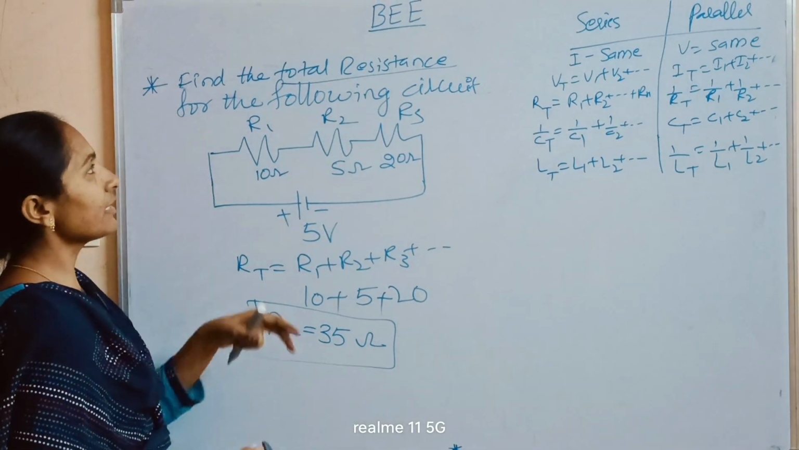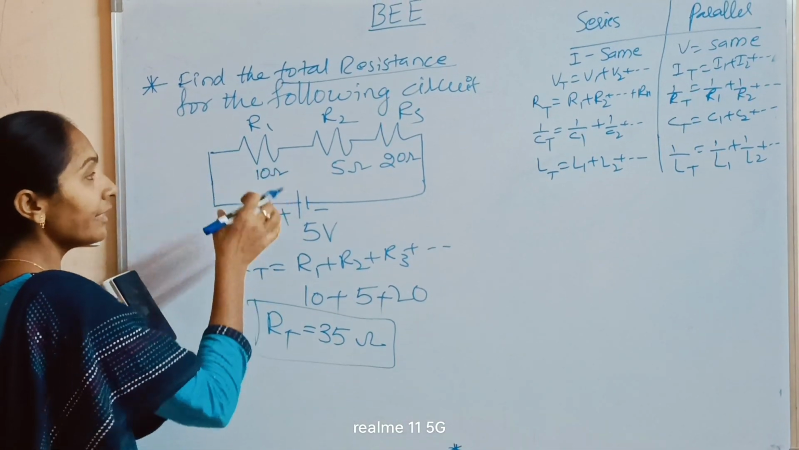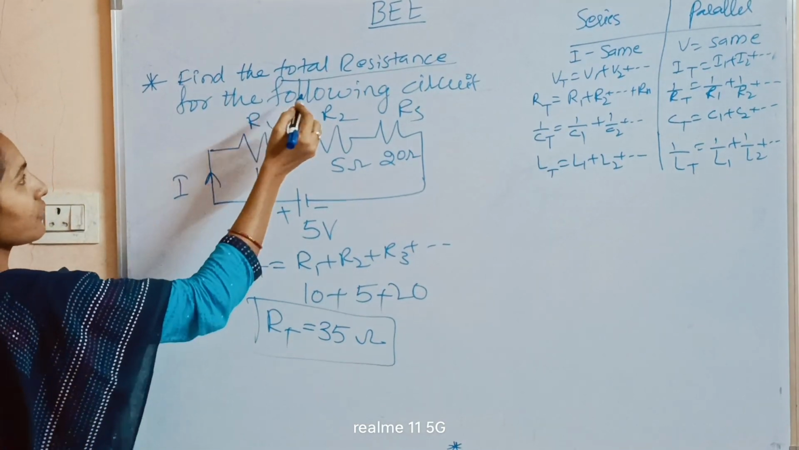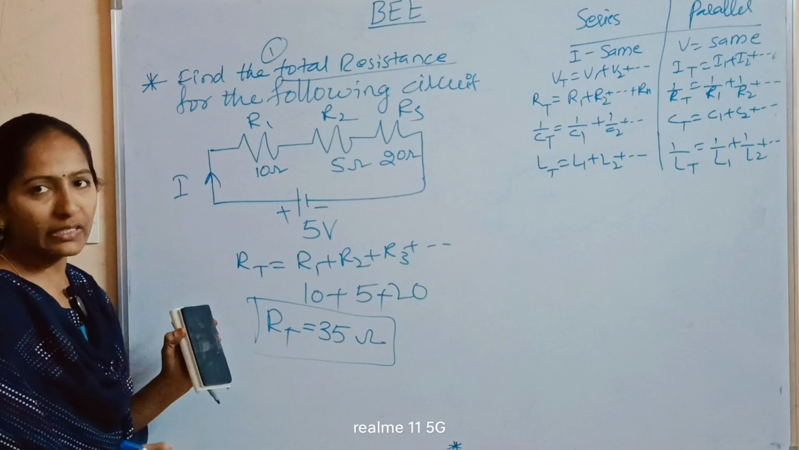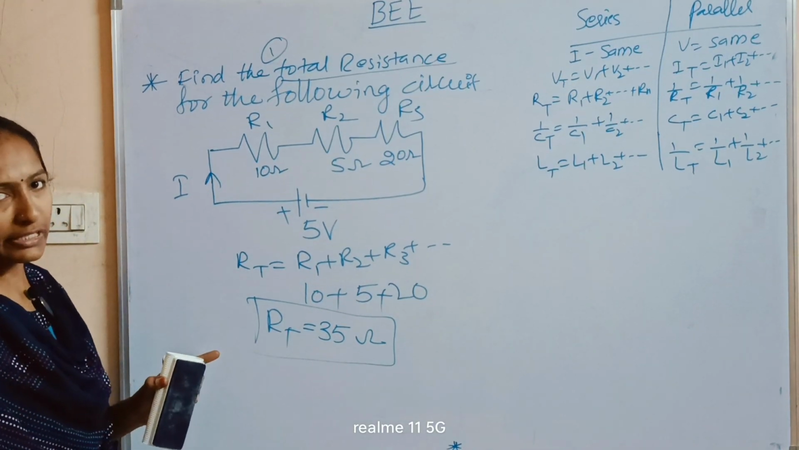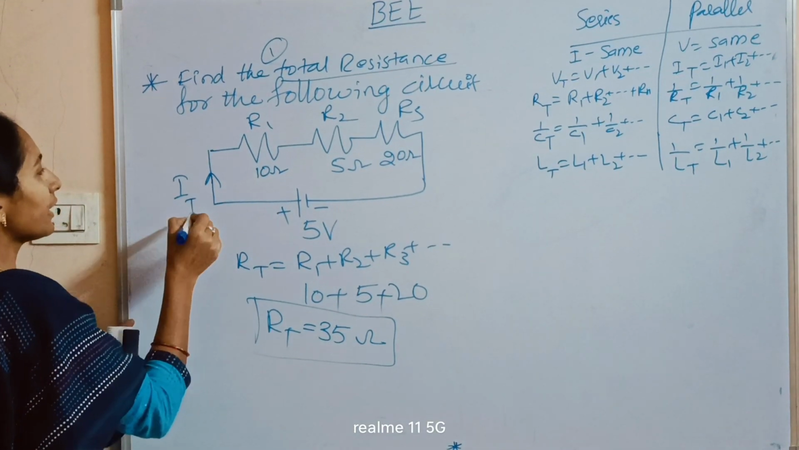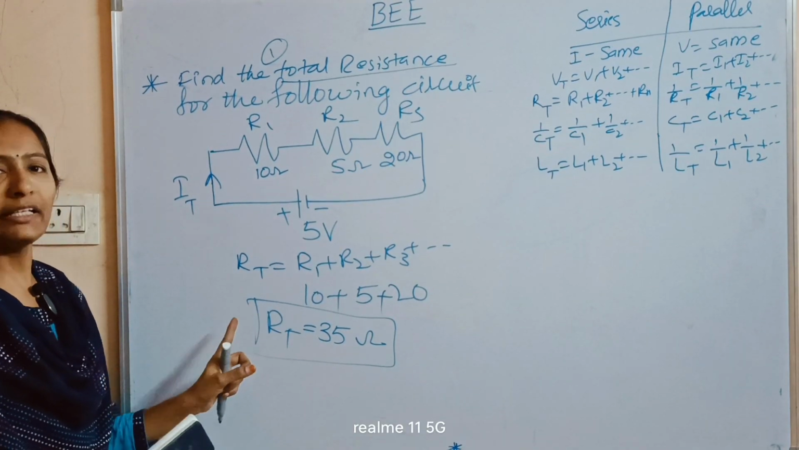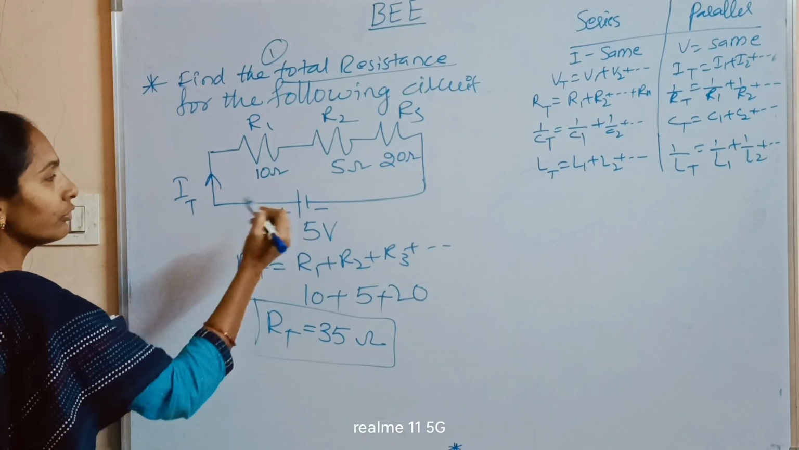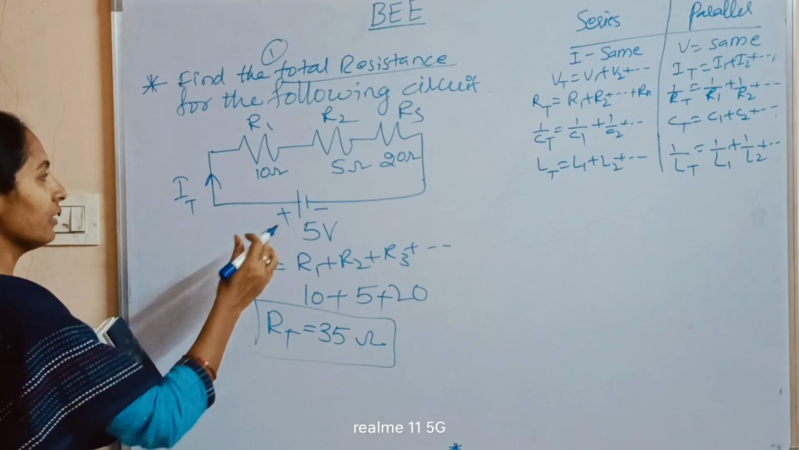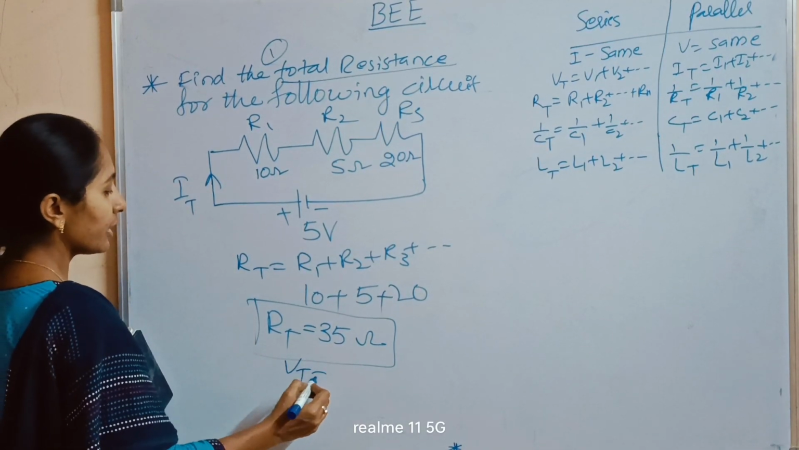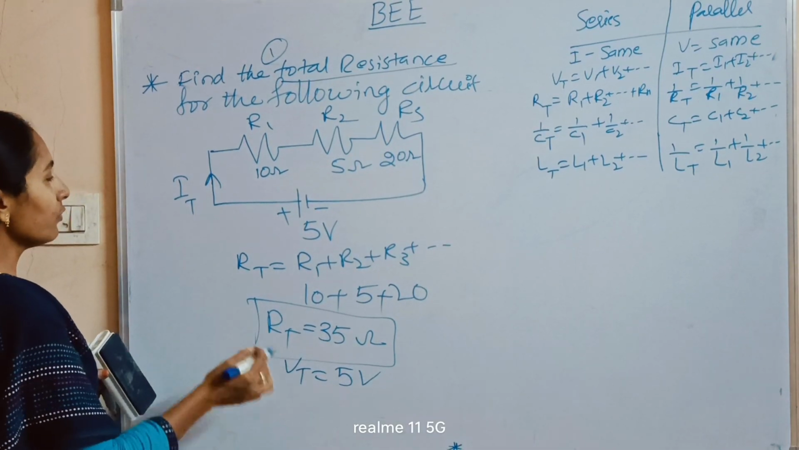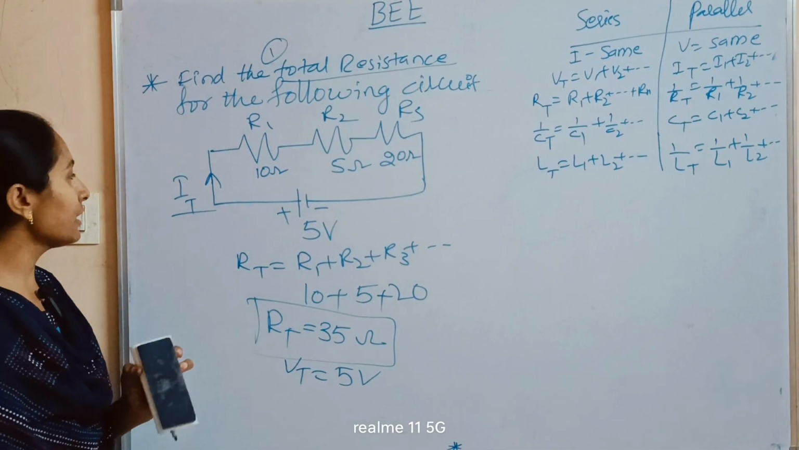Now, suppose we consider finding the current flowing in this circuit. The first question is total resistance, and the second question is to find the total current in this circuit. After calculating R total, we already know the total voltage. V total equals 5 volts. Based on these two, we can calculate I total.